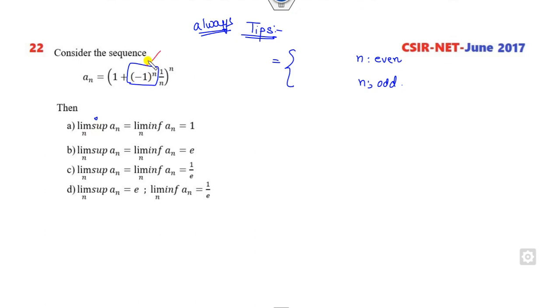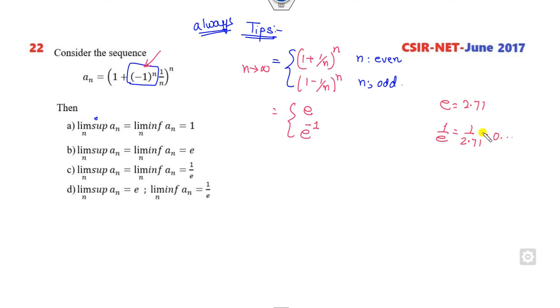What will happen if you substitute n is even, so it is plus 1, so your simplified expression will be here, and this will be my this. Now if you take the limit n approaches infinity, what will happen? This part is nothing but e, next part is nothing but e raised to power minus 1. We all know e is 2.71, 1 by e is 1 over 2.71, that's 0 point something. So this part will be my supremum, this part will be my infimum. So supremum is e, infimum is 1 by e is the right answer.